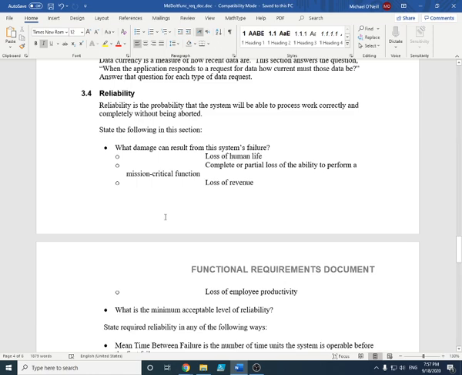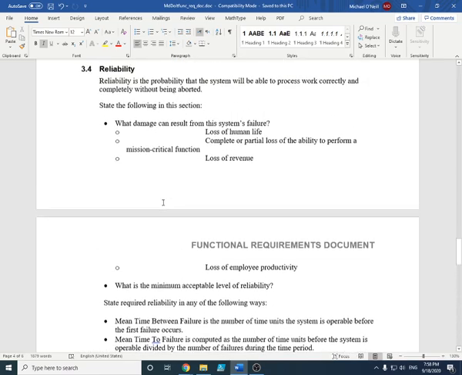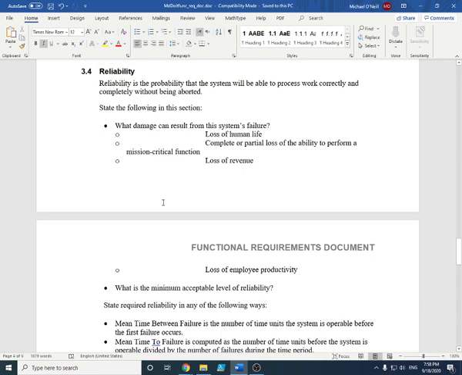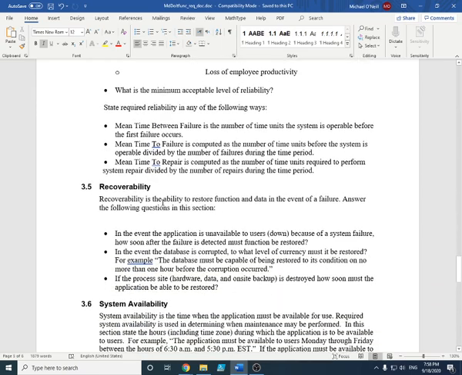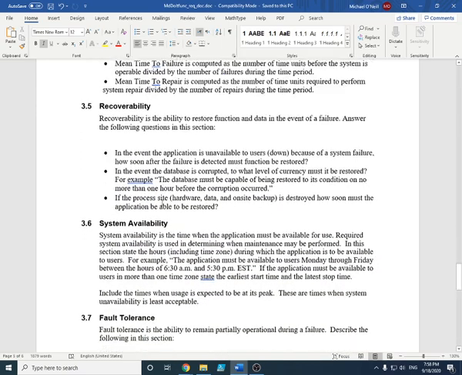Does your database need to be up 24/7, 365? Does it only have to be available during normal working hours? Reliability, how much data can you afford to lose? Usually in a very busy business standpoint, anything over a day is unacceptable, but we'll let you do. Okay, recoverability, don't get into a lot of detail on that.